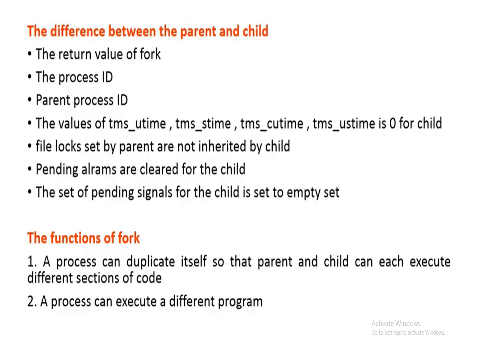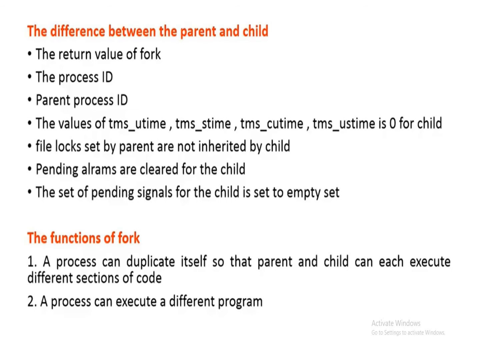Next is the difference between the parent and child. The return value of fork: it returns 0 in the child if created successfully, else it returns -1, and in the parent it returns the child's process ID. So here it returns two IDs, one is its own ID and the other is the parent's ID. Here, the process ID and the parent process ID are different for the child.